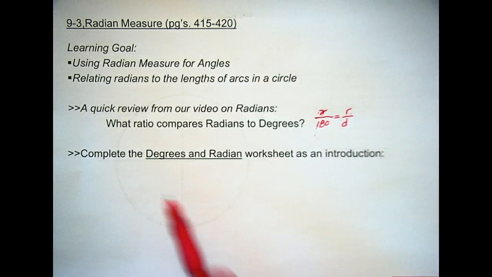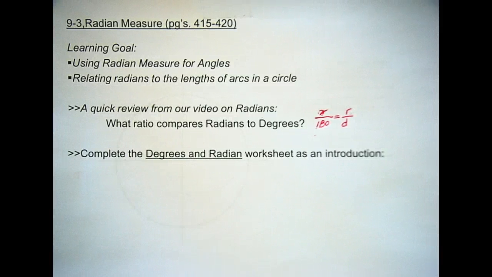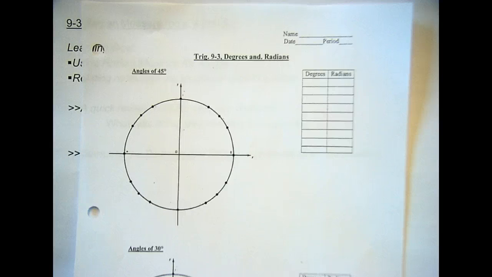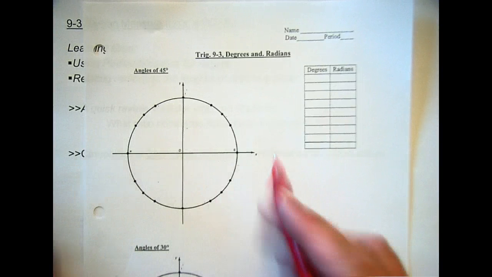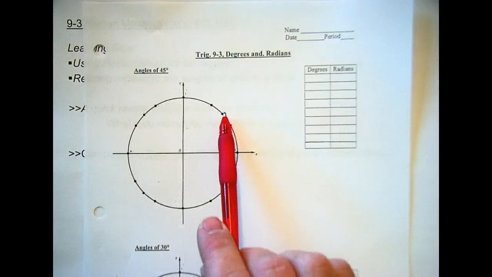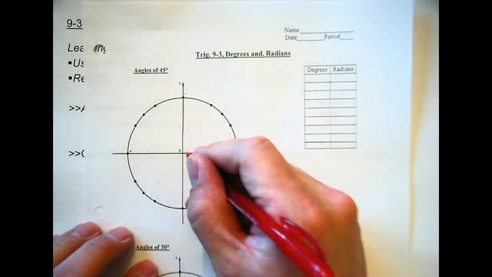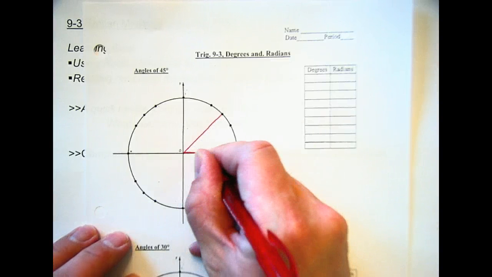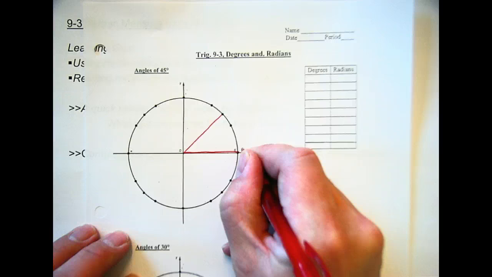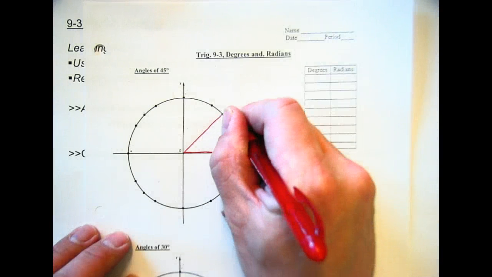All right, so I want you to take the sheet you grabbed on the way in. This warm-up here is broken down into angles of 45. So in angles of 45, you're drawing in your angles of 45 and labeling them. For instance, I'll give you the first one right here, and the second one. The first one is 0, and the second one is 45 degrees.